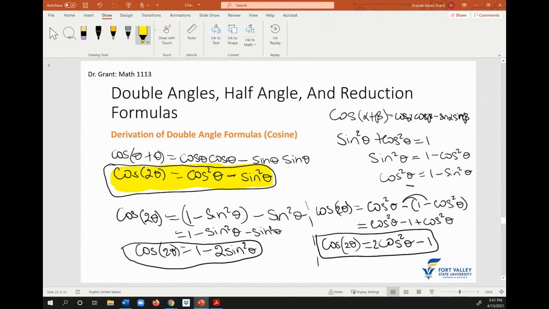Okay, so these are our double angle identities for cosine, and we just looked at the one for sine. And you may ask, well, when do we use any of them? Well, it depends on the question, how we want to simplify, what the question is asking, and so on and so forth.